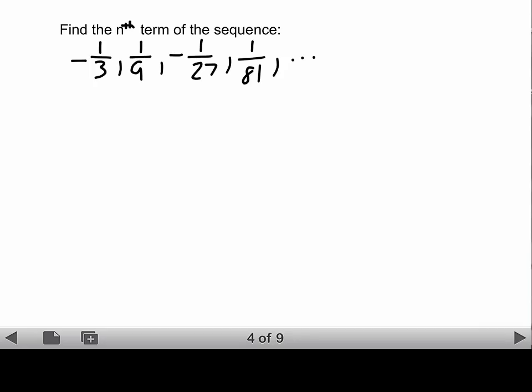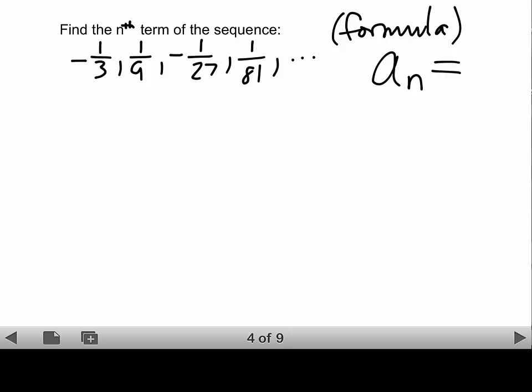For our next example, you're coming at it from the other side. Here we have a sequence, negative 1/3, 1/9, negative 1/27, 1/81. And the dot, dot, dot just means the sequence continues on forever and ever. There are an infinite number of terms. And when we're asked to find the nth term, what we're basically asked for is the formula. And the formula is going to look like a sub n is equal to. I want to know what the rule is to get any particular term.